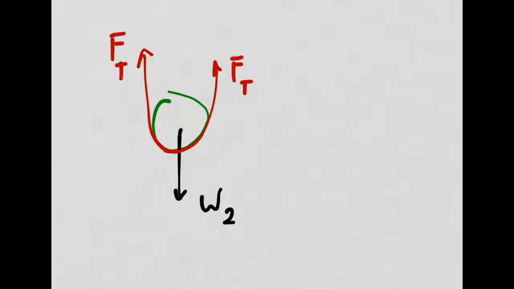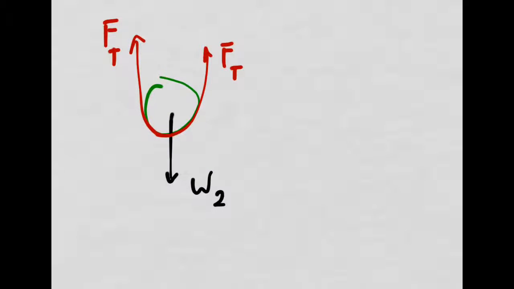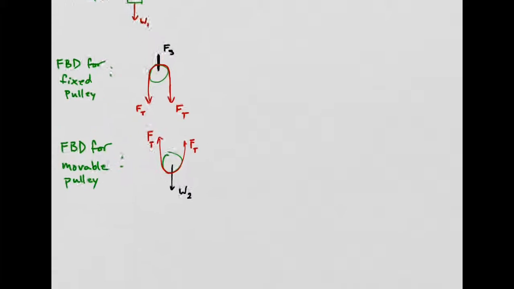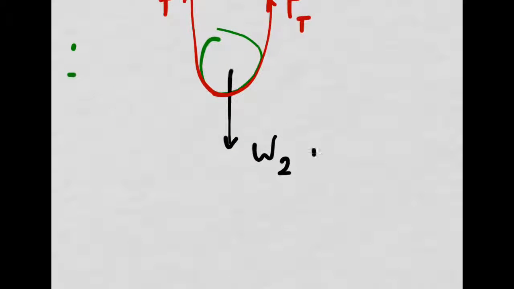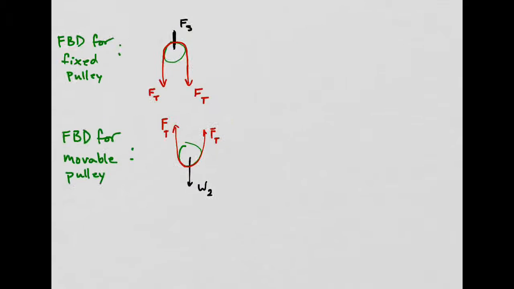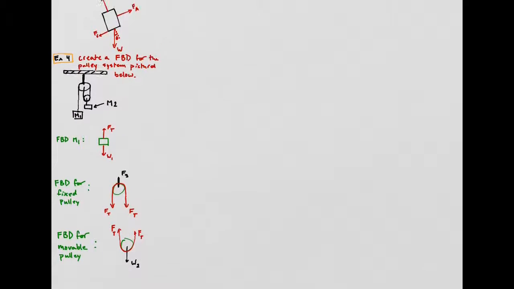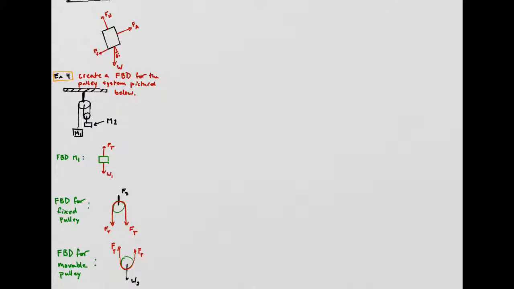I guess actually the pulley has some weight. If we considered the pulley to be weightless, then it would just be the weight of mass 2. But if the pulley wasn't weightless, then this would be plus the pulley weight. But I'm going to ignore that for right now. So there we have it, the free body diagrams for all that stuff.